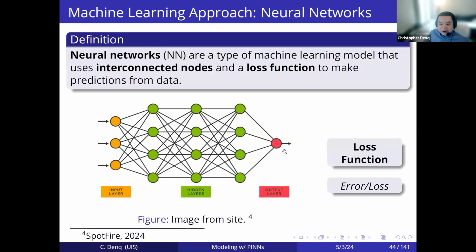Now, particular to our talk, we're really only concerned with one type of machine learning model, and that's neural networks. Neural networks use interconnected nodes and a loss function to make predictions from data. It'll make a little more sense when we get into the schematics. Down here is a picture of a neural network. We can think of a neural network as a really big math function, right? Here in the yellow, this is our input, our independent variables, our plugins, et cetera.